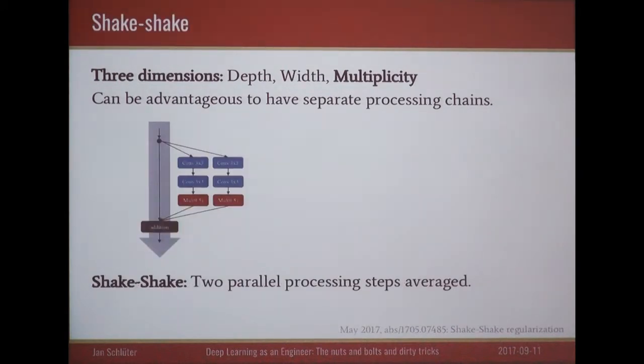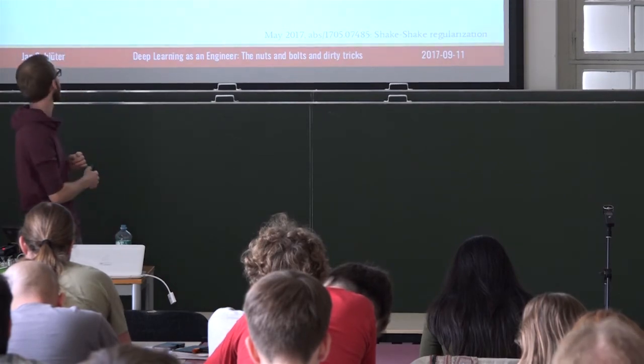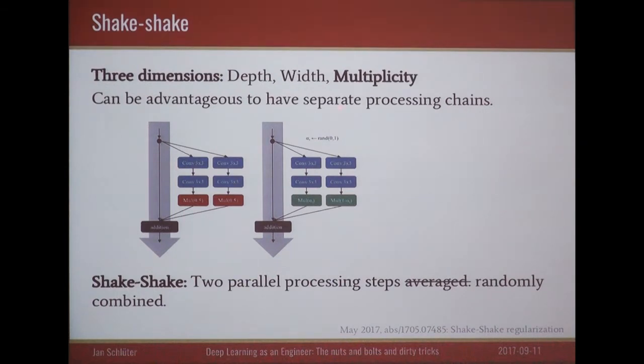So this is an interesting take that starts also from the idea of having separate processing chains. So this is the residual path, this is the bypass connection. And then there are two parallel computations that are averaged in the end, but only at test time. At training time, they sample some random value between 0 and 1, and then they choose a different weighted combination based on this random drawing.